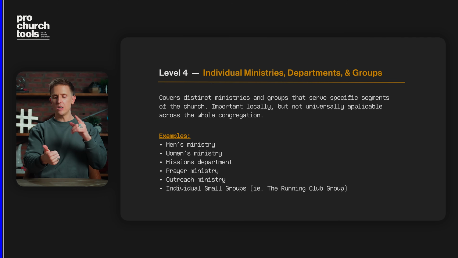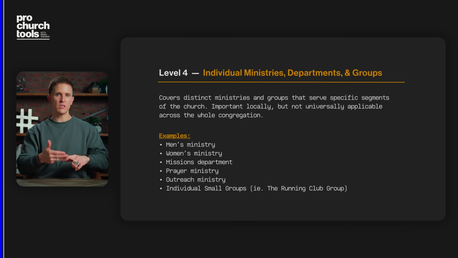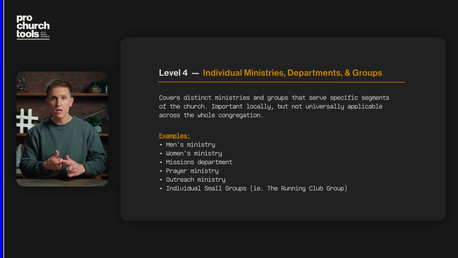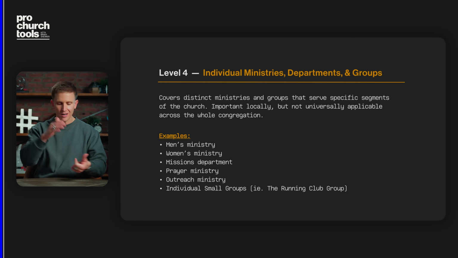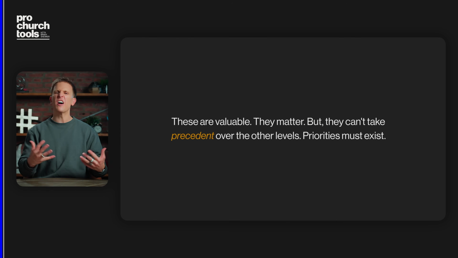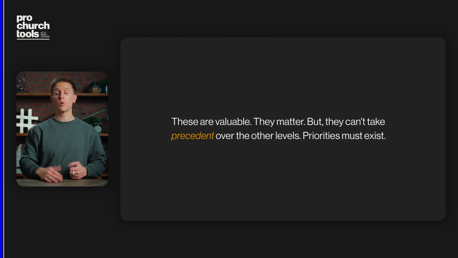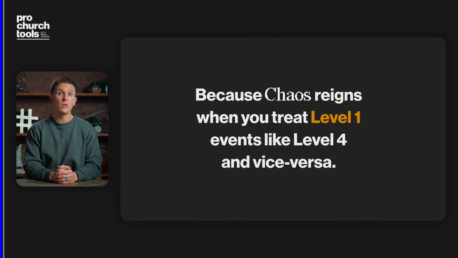Finally, level 4, individual ministries, departments, groups, and events. Men's ministry, women's ministry, missions, prayer ministry, the running club, small group, the couple's date night, the food bank fundraiser. These are valuable. They matter, but they cannot take precedence over the other levels. Priorities have to exist. Why? Well, because chaos reigns when you treat level 1 events like level 4 and vice versa.